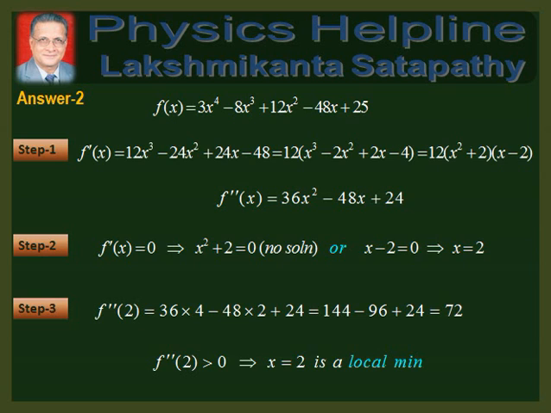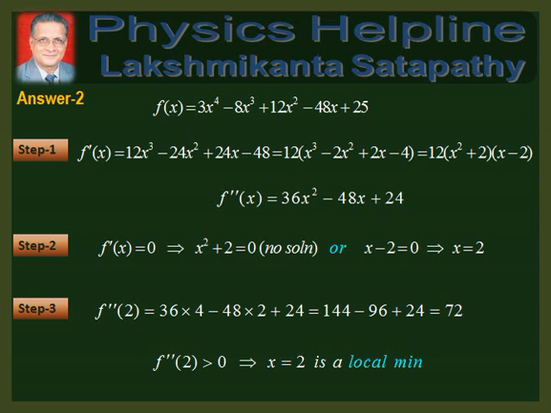In the second question, the given function is f(x) = 3x^4 - 8x^3 + 12x^2 - 48x + 25. In the first step, we differentiate the function twice, which gives f'(x) = 12(x^2 + 2)(x - 2) and f''(x) = 36x^2 - 48x + 24.